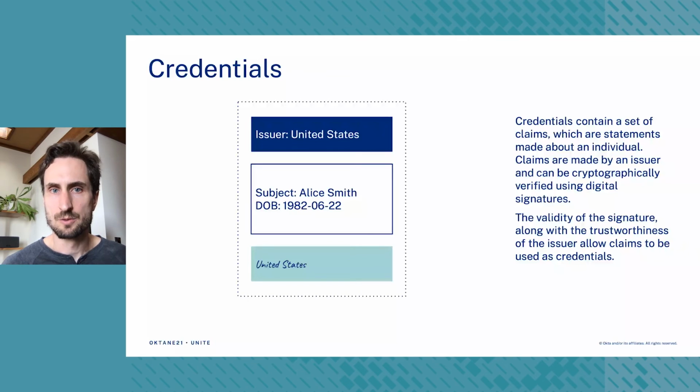Claims are made by an issuer and can be cryptographically verified using digital signatures. The validity of the signature, along with a trust relationship with the issuer, allow claims to be used as credentials. If the signature is valid and the issuer is trusted, use of the credential permits access to some service, such as a website, physical location, etc.